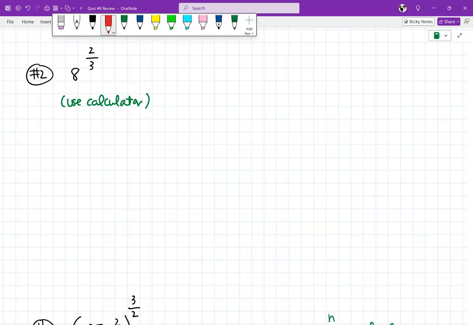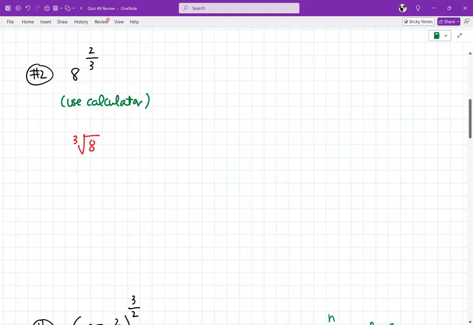Well, we can rewrite this if you want. 8 to the 2/3 is the cubed root of 8 squared. You guys should know how to do that, right? How to rewrite an exponential as a radical again. And what's the cubed root of 8? Anybody remember? Not 4. That's a 2, yeah, because 2 times 2 times 2 is 8. So it's 2 squared, and 2 squared is 4. So the answer does come out to 4.